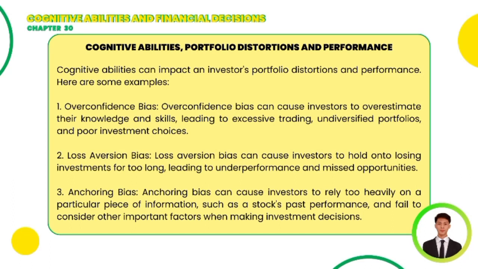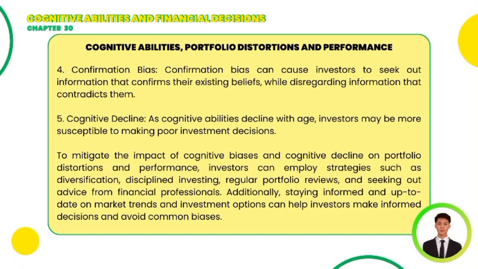This can lead to unbalanced portfolio and suboptimal investment choices. Fourth is confirmation bias. Confirmation bias can cause investors to seek information to confirm their existing beliefs, while disregarding information that contradicts them. This can lead to overconfidence and missed opportunities.